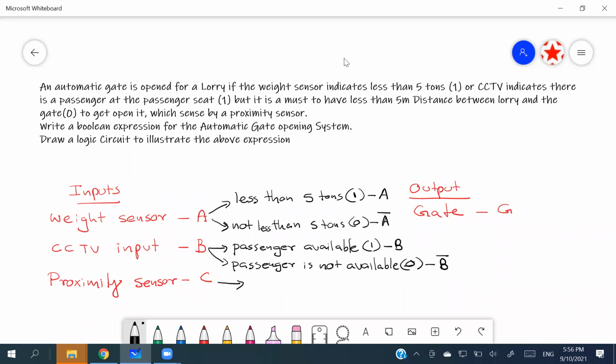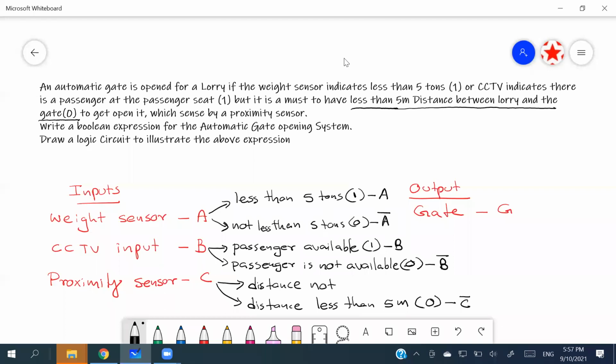And the proximity sensor senses the distance between the lorry and the gate, right? So distance, now that's a tricky point. It says the 5 meter distance between lorry and the gate indicates by zero, right? Less than 5 meter distance. So that means distance less than 5 meters is indicated by a zero. So I can take this as C bar. Distance not less than 5 meters could be indicated by one, which means C.